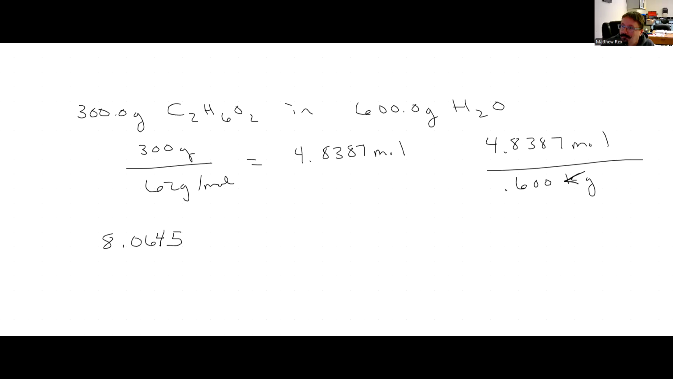8.0645 times my freezing point depression constant, 1.86. That should be 15. And I want to subtract that from my normal freezing point. My normal freezing point is 0 degrees Celsius. Subtract our freezing point depression, and our new freezing point should be lower, should be negative 15 degrees C.